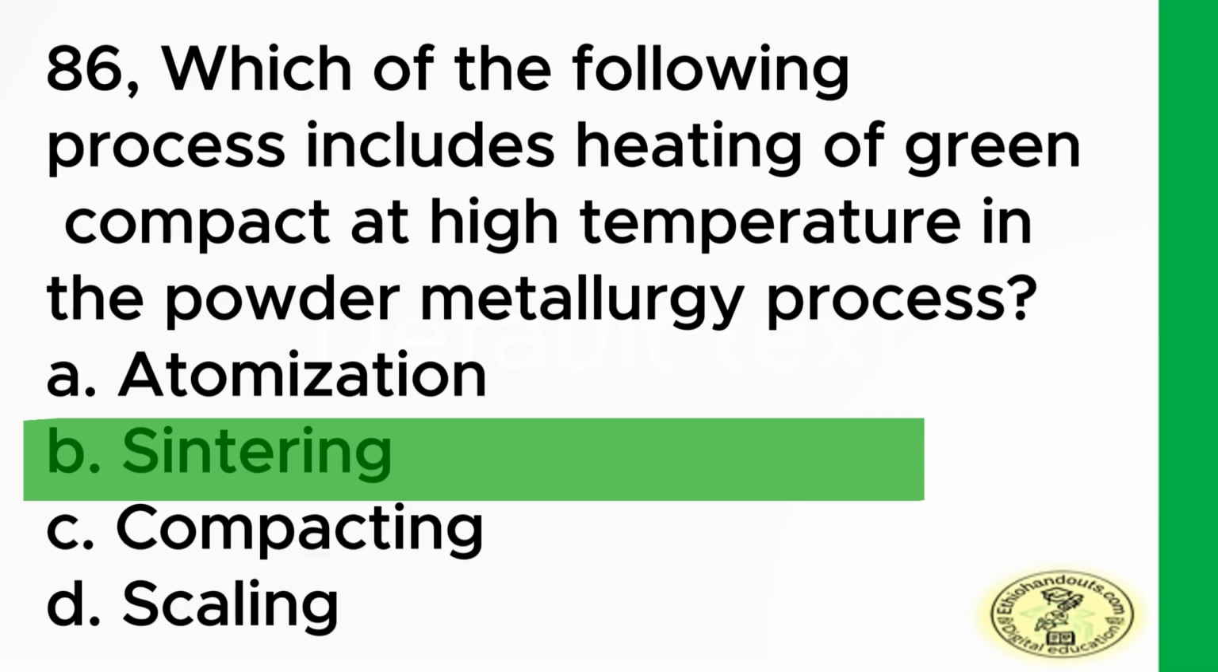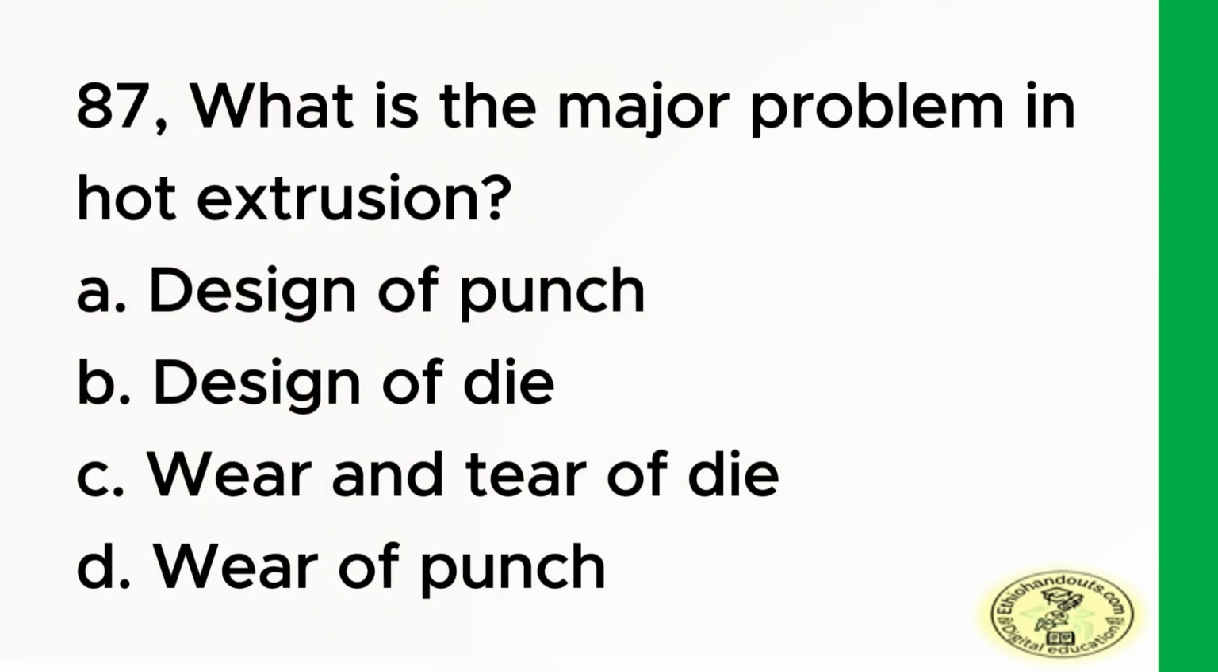The correct answer is B. Sintering. 87. What is the major problem in hot extrusion? A. Design of punch, B. Design of die, C. Wear and tear of die, D. Wear of punch.